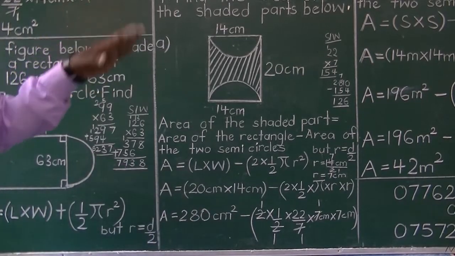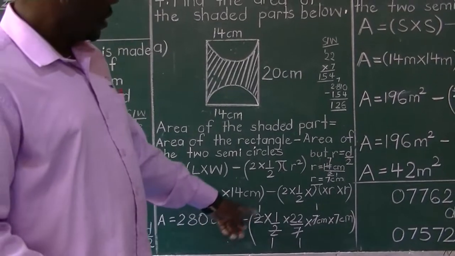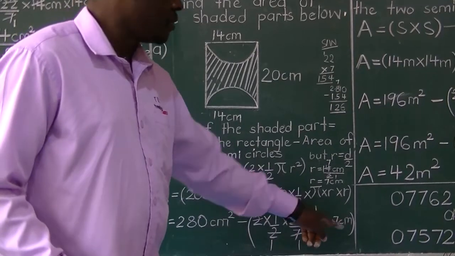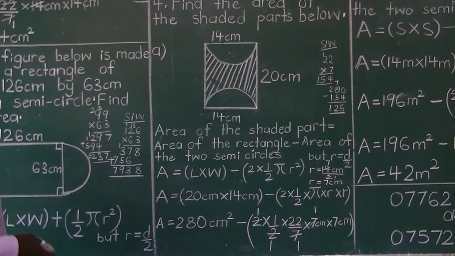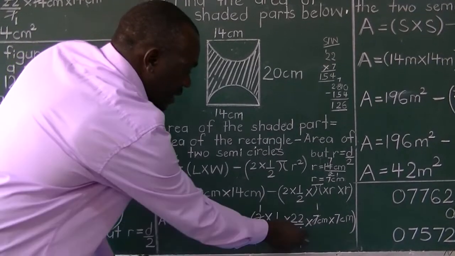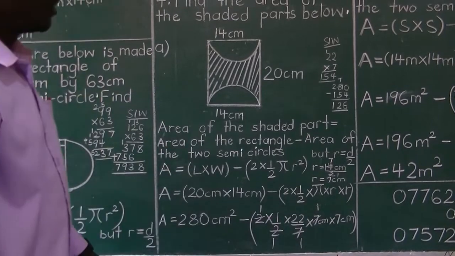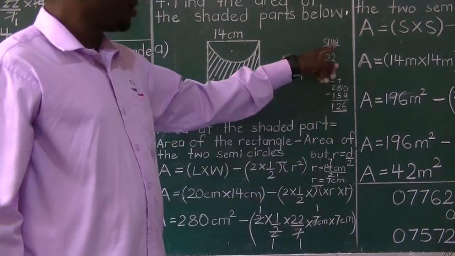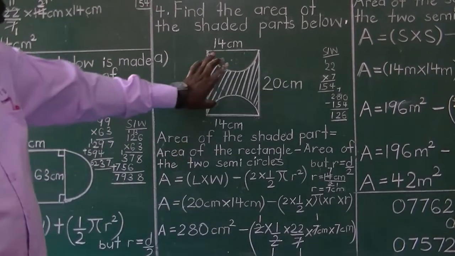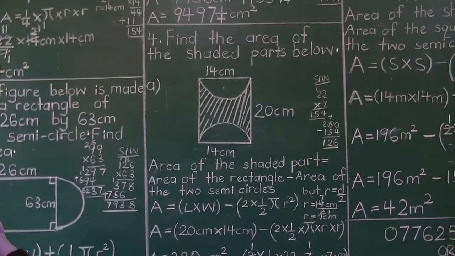That's the area of the whole shape, which is a rectangle, minus 2 times a half times 22 over 7 times 7 centimeters times 7 centimeter radius, and then you cancel the 2 by 2, 7 by 7, 7 by 7, thereby remaining with 22 times 7, and you get 154 centimeters squared. So the area of the two semicircles combined is 154 centimeters squared.